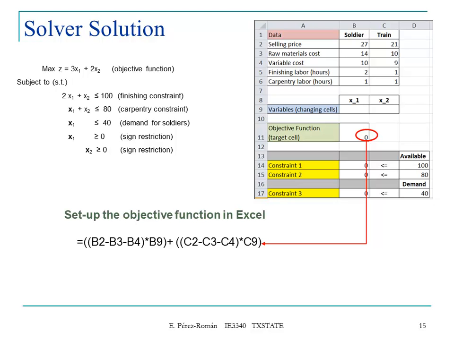So I'm giving you the formula here. Basically, I'm trying to represent this 3x1 plus 2x2. But you know that 3 comes from the selling price, 27, minus the material cost, 14, minus the variable cost, which is 10. So that equals 3. So this 3 is coming from here. You can see that, right? That's the revenue that you're getting after you subtract the costs from the selling price. Same thing for the other one. This 2 comes from 21 minus 10 minus 9. That equals 2.